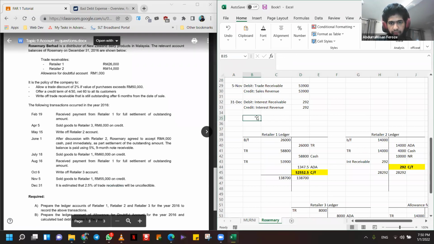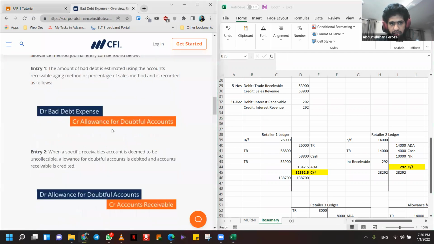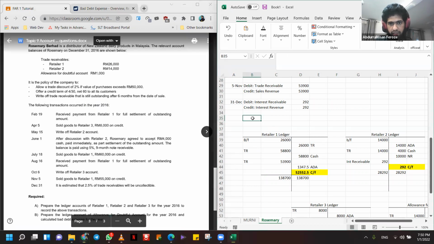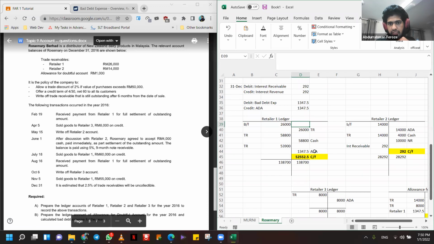So what we do here is to create the allowance as we showed here. To create the allowance, you debit bad debt expense and you credit ADA. So here you debit bad debt expense and you credit ADA. And this value, of course, would be 2.5% of 1,347.5. Yeah, I had missed that. Is that what you mentioned?